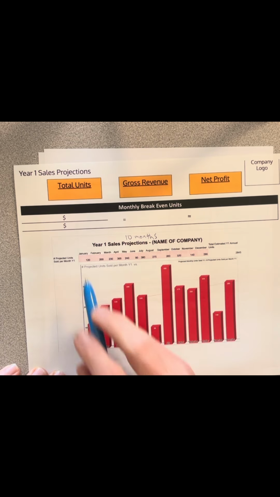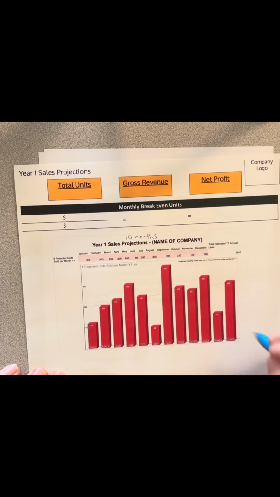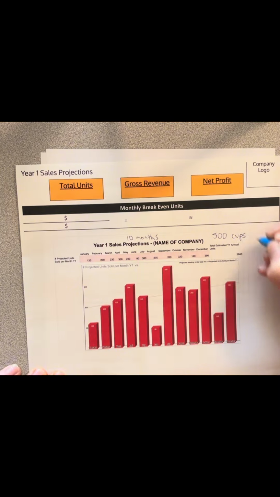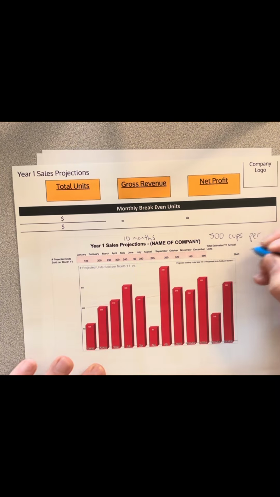So that's just something to keep in mind. On average, let's say that after I've added these all up and I've made my projections, let's say that the average is 500 cups per month. That seems pretty reasonable per month.